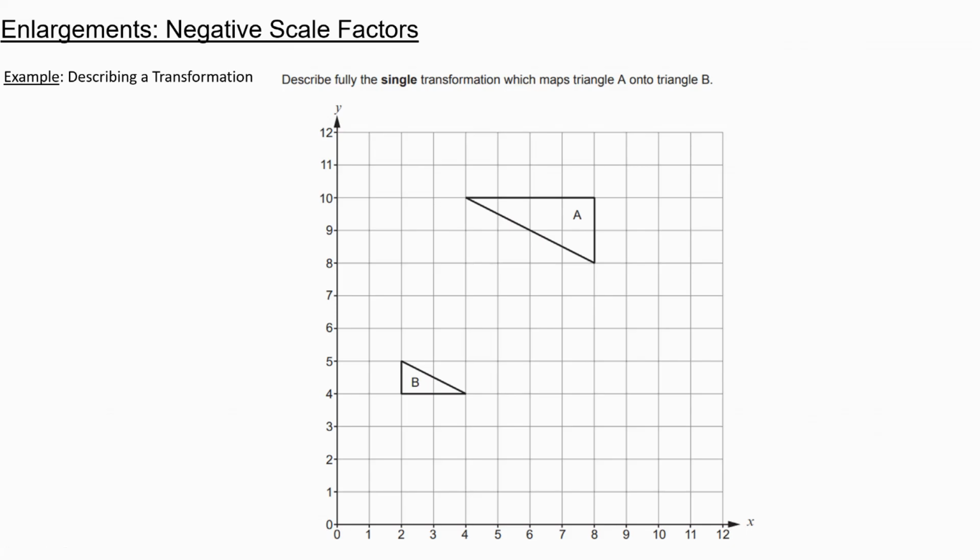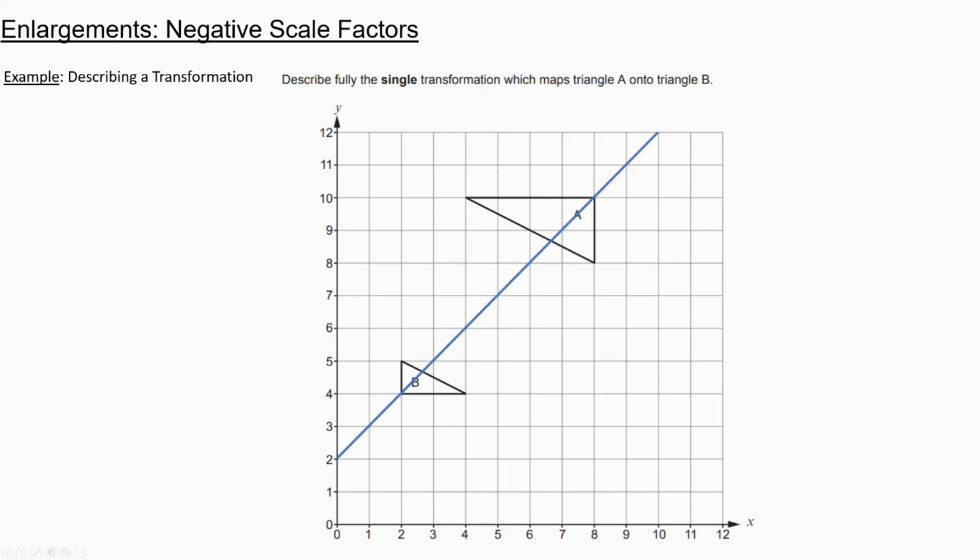Often you have to describe a transformation. So in this question, we want to describe fully the single transformation which maps triangle A onto triangle B. We should notice that A and B are similar shapes. So this is probably going to be an enlargement. They're similar, but they're not congruent. So probably the first thing I'm going to do is draw my guidelines.